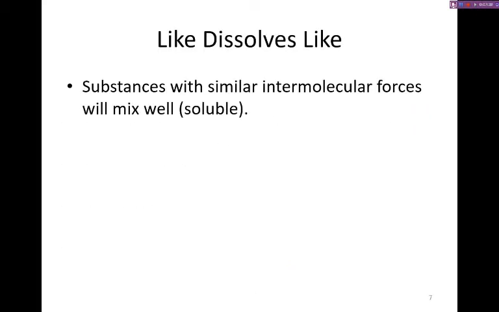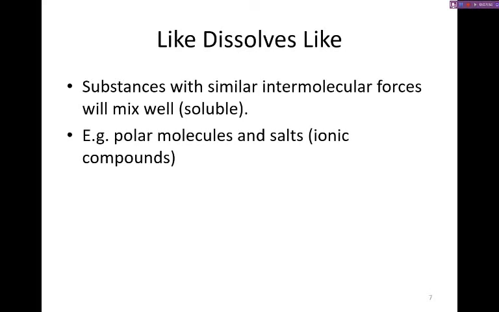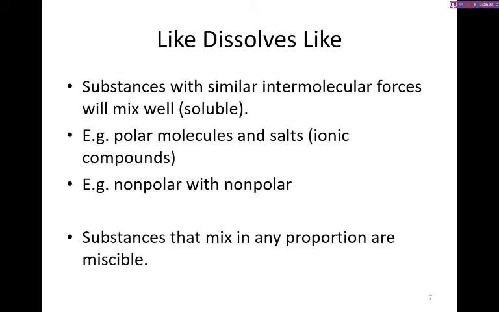To understand this, we want to apply what's called the like-dissolves-like principle. This is where substances with similar intermolecular forces will mix well. In other words, they'll be soluble together. An example of this is polar molecules with salts. Salts are examples of ionic compounds. You can also mix nonpolar and nonpolar compounds. And substances that mix in any proportion are called miscible.